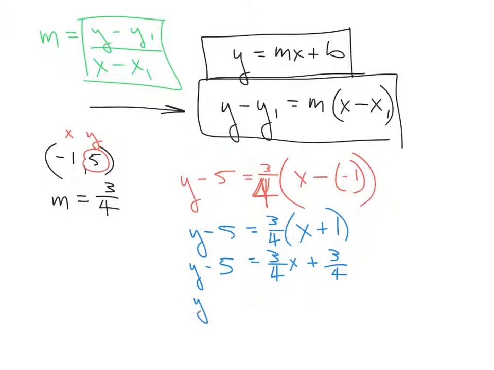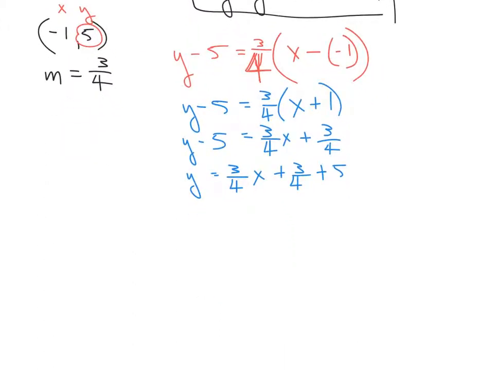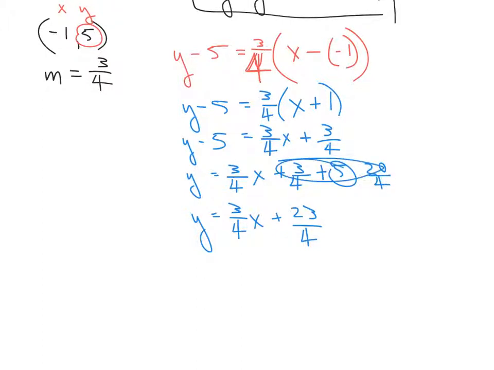Okay, we're going to add 5 to both sides. Plus 5. Okay, let's move this up a little bit. And we end up with y equals 3/4 x plus 23/4, because 5 is going to be 20 over 4, and then we add our numerators and get our 23. All right, so there you go.